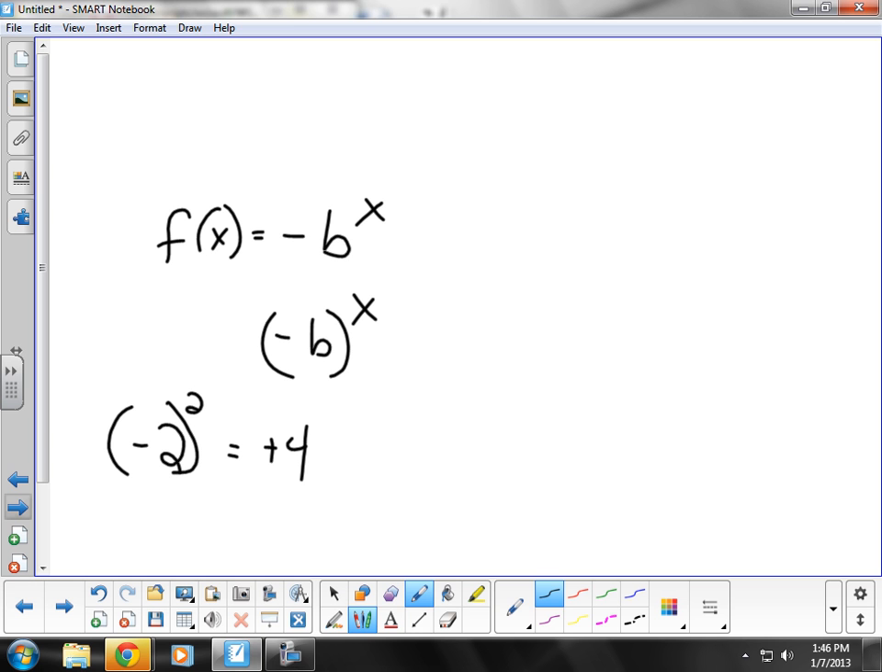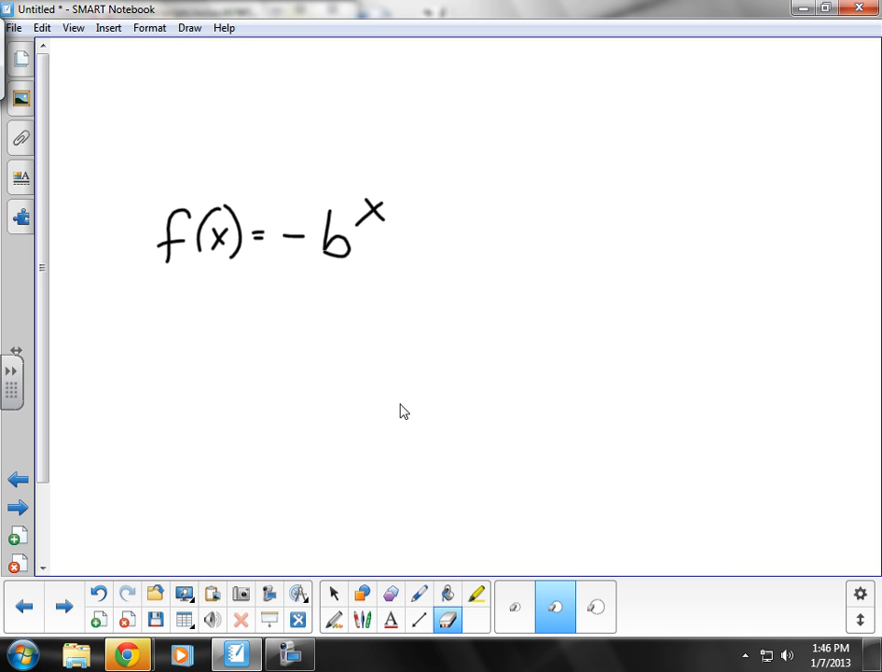So, we're not saying that b is negative. We're saying we've got b, we're raising it to a power, and then we're going to take the answer and make it negative. So every y value I get back is going to be a negative number, is what this says right here. Everybody get that?